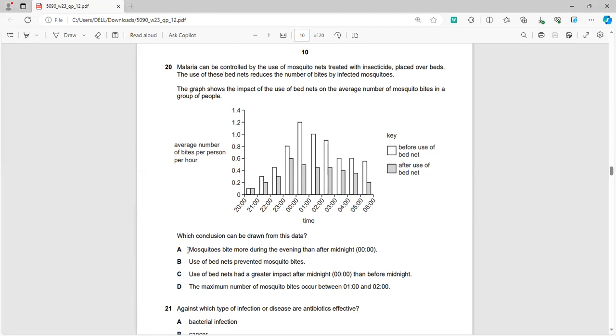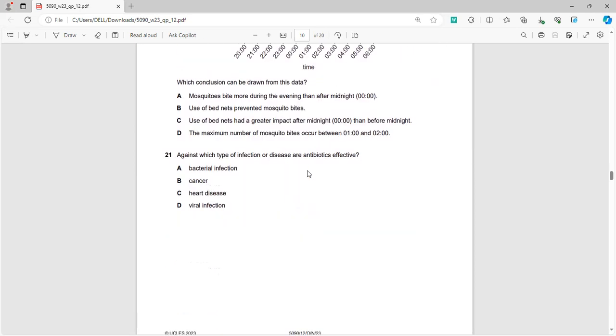Options A and D don't correlate with the data which has been provided. So in option C, use of bed nets has a greater impact between midnight than before midnight. You can see that this is midnight and it has the highest peak. So this clearly shows that, before using a bed net and after using the bed net, there is the greatest, or sharpest, fall.